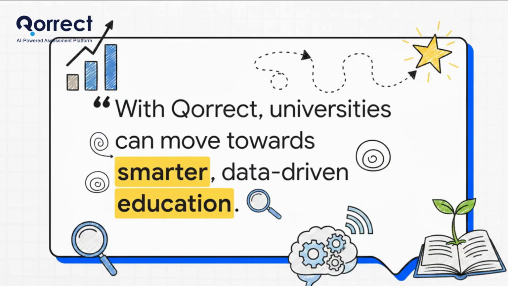As we wrap up this explainer, I want you to consider this really powerful takeaway from our sources. With Qorrect, universities can confidently move towards smarter, data-driven education. Formative testing isn't just some passing educational trend, it's a fundamental shift in how we actively support learners. So, look at your own curriculum today and ask yourself, how are you going to upgrade your assessment strategies to ensure your students are guided step by step rather than just being judged at the finish line?